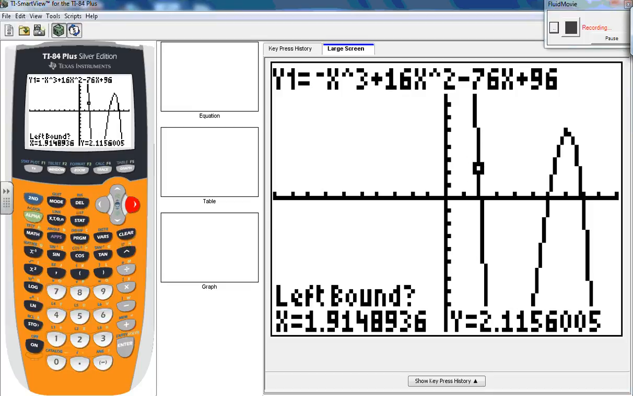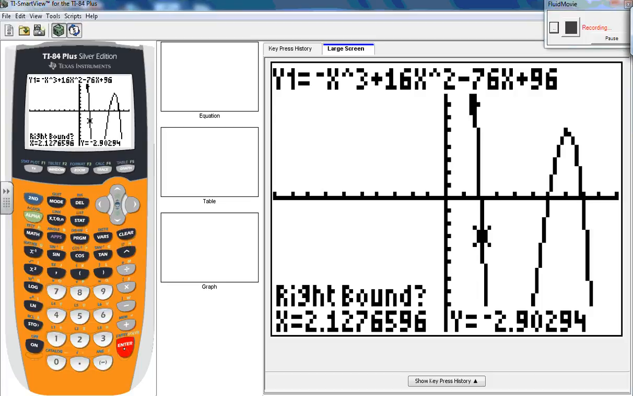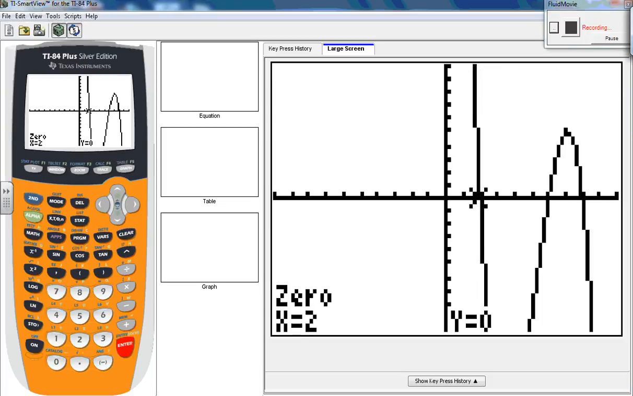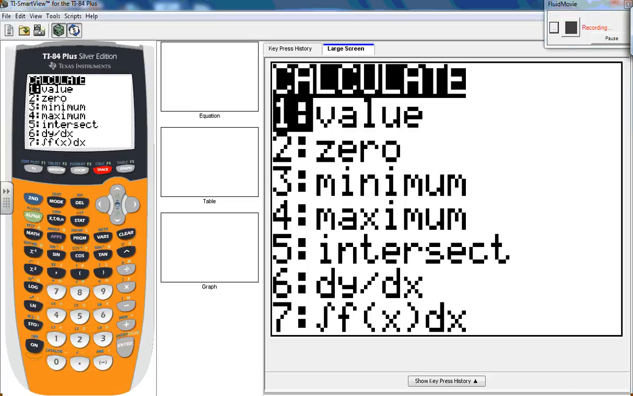There it is, left bound. That's left of the 0. Enter. Now we need a right bound. Now we're right of the 0. And then it says to guess, and so we want to guess. And so our 0 is 2, 0. X equals 2, y equals 0. We need to do that again.